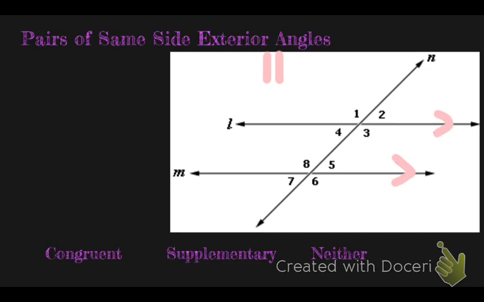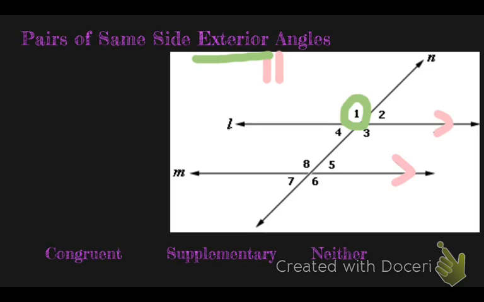Alright, we are going to pick one of our colors and highlight a pair of same-side exterior angles. So go ahead and grab one of your colors of choice. I'm going to start with angle 1. I know angle 1 is going to be part of this because angle 1 is outside of the two parallel lines, and that's what that key term exterior tells us.